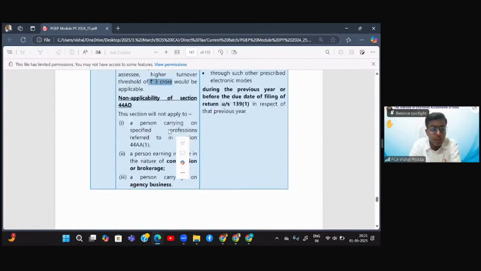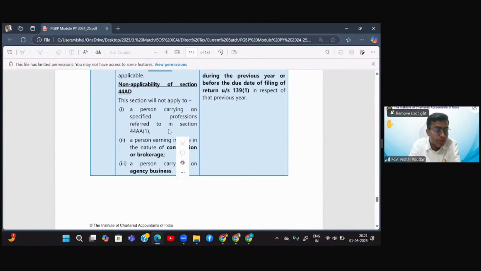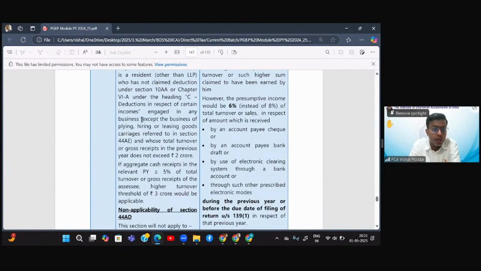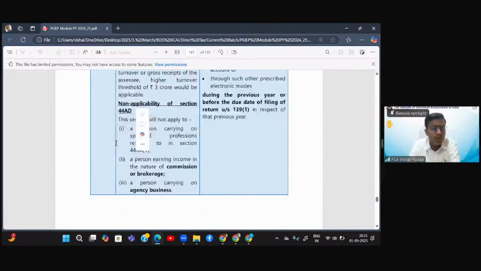Now, this section does not cover certain specific businesses. One, it does not cover transporters. Why? That exception is given over here. They are not covering transporters because for transporters, we have another section, 44AE. Similarly, they are not covering professionals for whom we have another section, 44ADA. So those who are covered in some other sections, for them obviously this section will not apply.